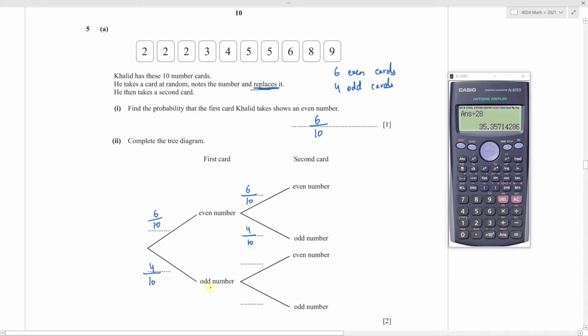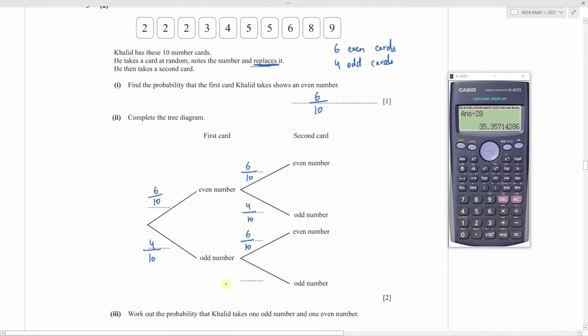And if the first card is an odd number, what is the probability the second card is an even number? You have 6 even and total 10. Your total will always remain 10 because you are replacing them. You're putting them back. And then again odd, you have 4 odds out of the total 10.